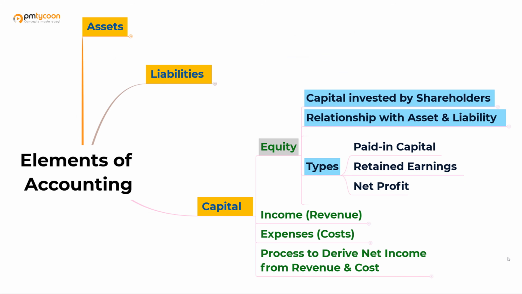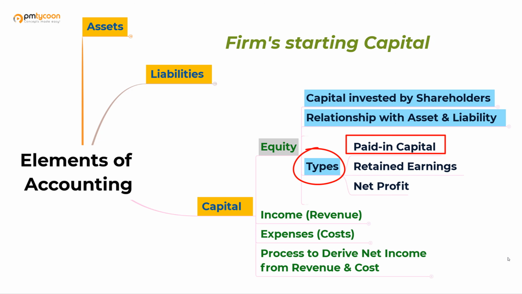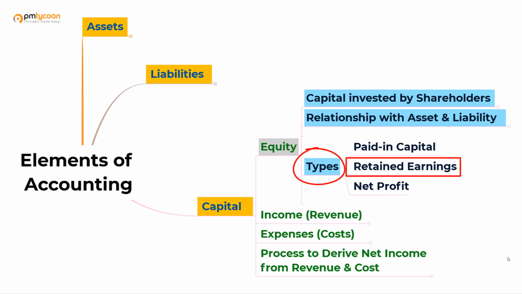Now let's understand various types of equities. We have something called paid in capital, retained earnings, and net profit. Let's start with paid in capital. It is nothing but the firm's starting capital. For example, if a company is getting started and shareholder A comes in and invests the money, it is called paid in capital. And what are retained earnings?